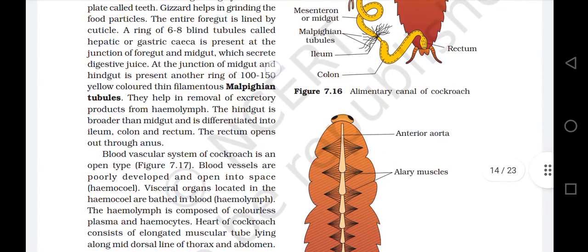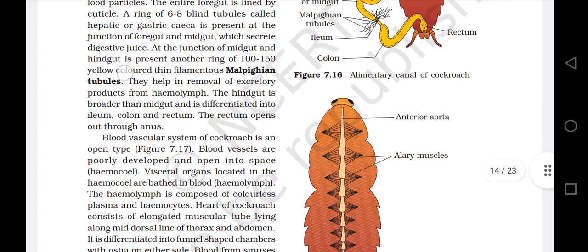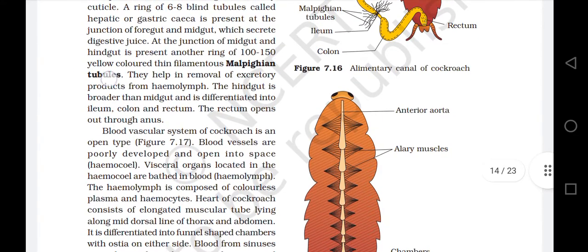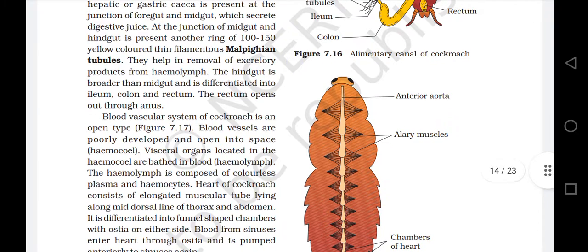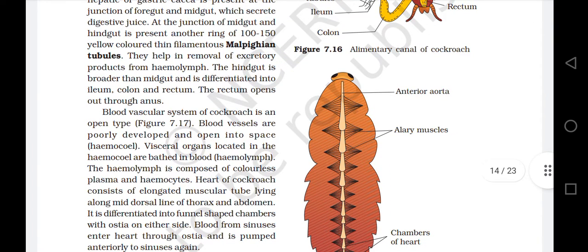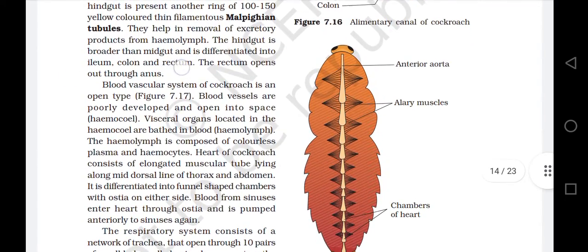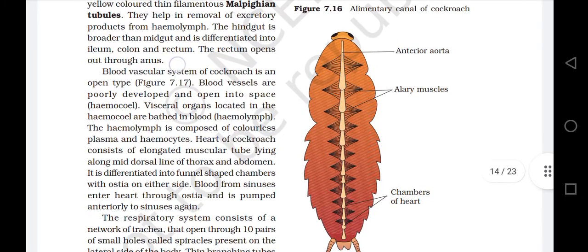At the junction of midgut and hindgut is present another ring of 100 to 150 yellow colored thin filamentous Malpighian tubules. They help in removal of excretory products from the hemolymph. The hindgut, broader than the midgut, is differentiated into ileum, colon, and rectum. The rectum opens out through the anus.